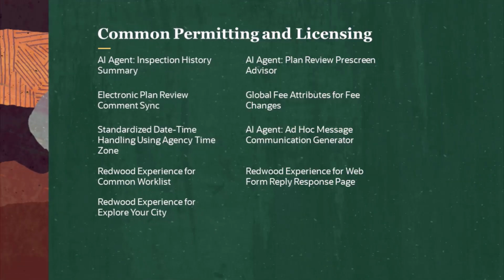Common permitting and licensing features include AI Agent Inspection History Summary, AI Agent Plan Review Prescreen Advisor, Electronic Plan Review Comments Sync, Global Fee Attributes for fee changes, Standardized Datetime Handling using Agency Time Zone, AI Agent Ad Hoc Message Communication Generator, Redwood Experience for Common Work List, Redwood Experience for Web Form Reply Response Page, Redwood Experience for Explore Your City.